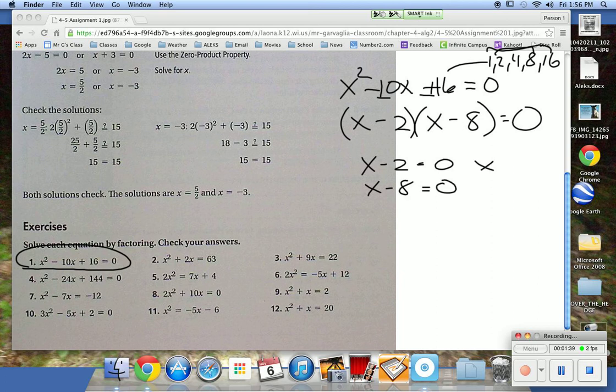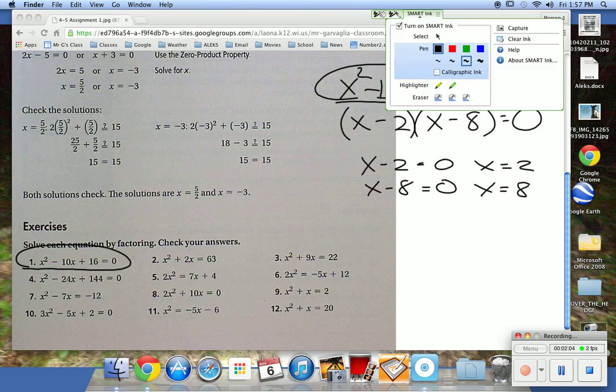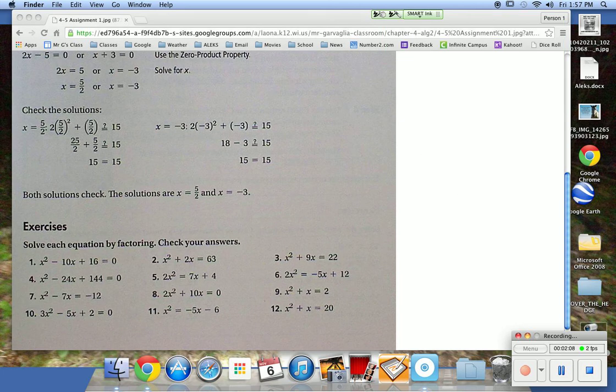We know that when x equals 2 and when x equals 8, this equation is true. If we put 2 into this equation, 2 squared is 4, minus 10 times 2, which is 20, would make it minus 16, plus 16 would equal 0. Therefore, it's true. If we did this with 8, we could come up with the same number. Now, in these problems, you've got some that are a little bit different.